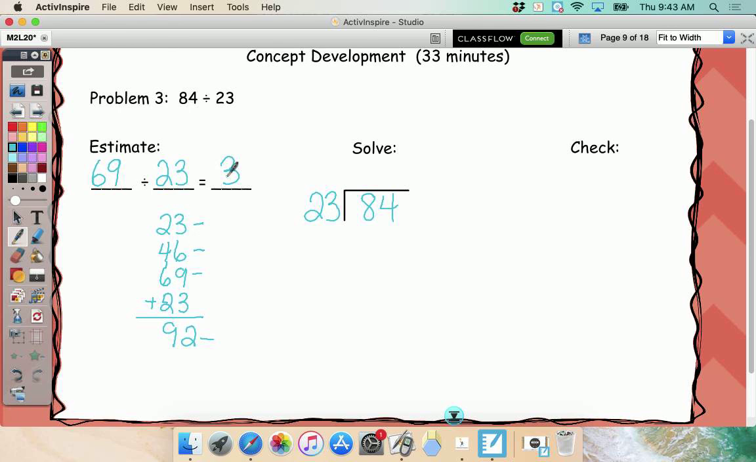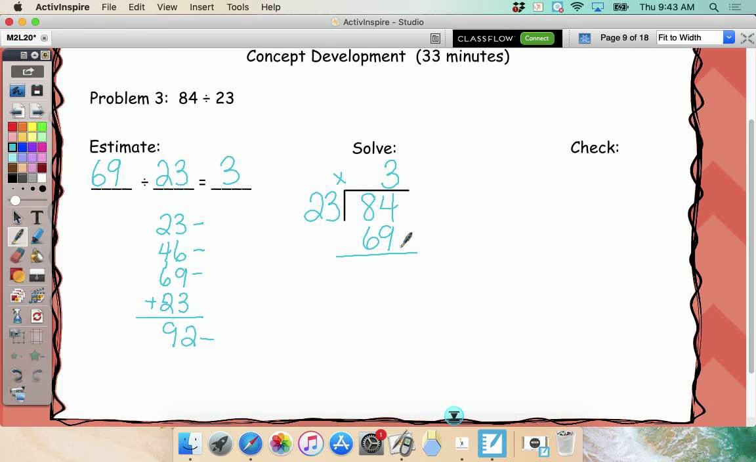So I'm going to write a 3 on top. Where do I write the 3? Above the 4. And after I divide, Jaylee, what do I do? What two numbers? 23 and 3. And what do I get? 69. What do I do after I multiply, Morgan?